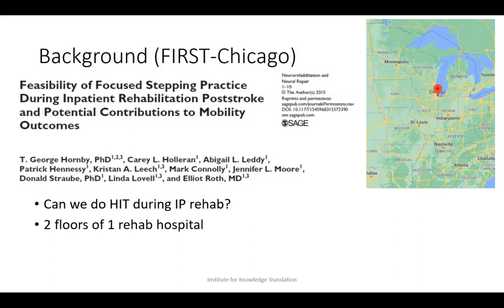So to look at whether it was feasible to make this happen, there were 2 floors of a single rehabilitation hospital in Chicago. And over the course of 16 months, they tried to do just that. So for these 201 people that consented for their data to be used in this study, just trying to maximize the amount and intensity of walking practice, along with those other things I mentioned.